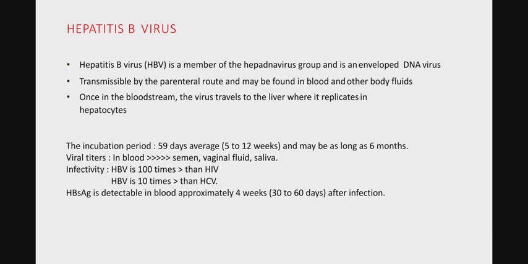The incubation period on average is around 59 days, that is 5 to 12 weeks, and it may be as long as 6 months also. Viral titers of HBV in the blood are much higher than those found in the semen, vaginal fluid, and saliva. Infectivity: HBV is 100 times more infective than HIV, and HBV is 10 times more infective than HCV. The hepatitis B surface antigen is detectable in the blood approximately 4 weeks after the infection.